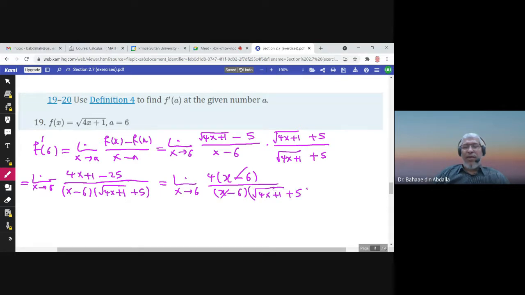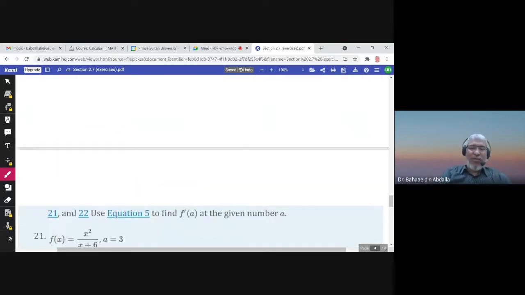And I can now replace x by 6. So I'll have 4 in the numerator. And 4 times 6, 24 plus 1, 25. Square root of 25 is 5. 5 plus 5 is 10. So this slope is 2 over 5. F prime of 6 is just 2 over 5.